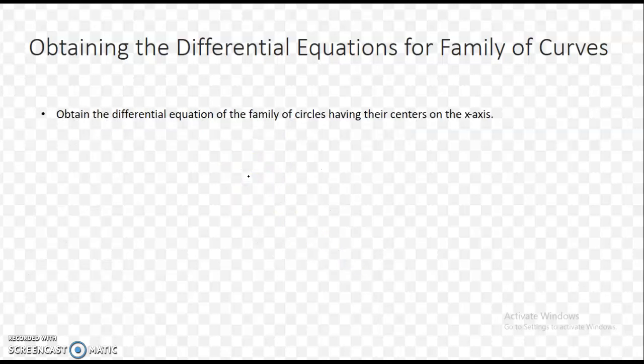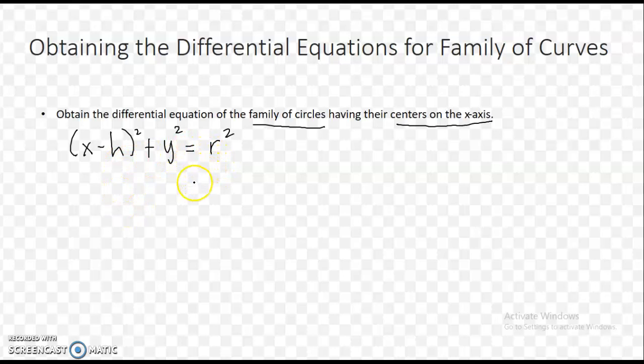Next problem. Obtain the differential equation of the family of circles having their center on the x-axis. Now, the family of circles centers on the x-axis. Think of an equation that we're going to use. Since the center is on the x-axis, we have (x minus h) squared plus y squared equal to r squared. Now, from the given equation, we have two arbitrary constants, h and r. Therefore, we have to get y double prime from the elimination of arbitrary constants.